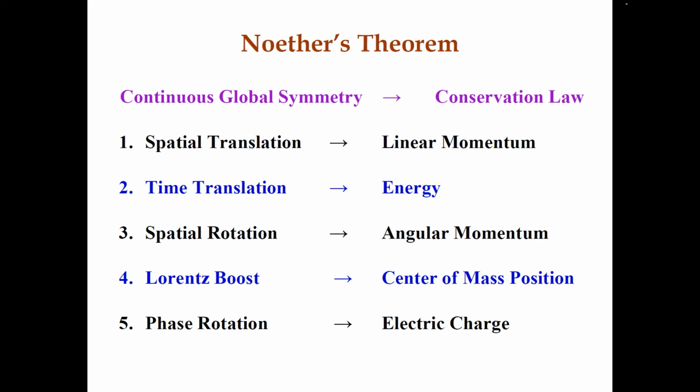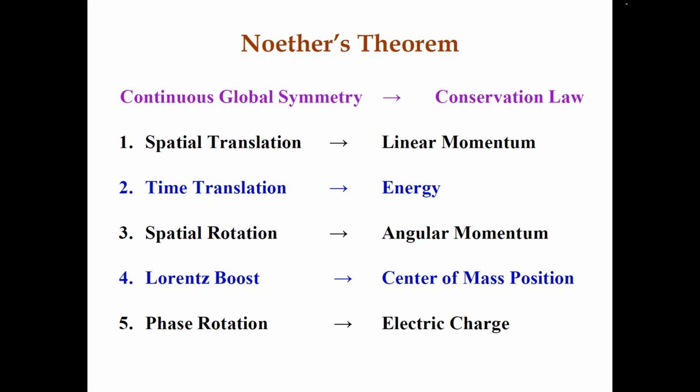If you have symmetry of Lorentz boost, namely if you are moving with a uniform velocity and your laws do not change, you also have conservation of the position of the center of mass, and it does not change actually by a uniform motion. And last but not least, I showed you the phase rotation. I said that the phase rotation is a mathematical symmetry, but it has a physical consequence. Namely, because of this phase rotation symmetry, you have conservation of electric charge.